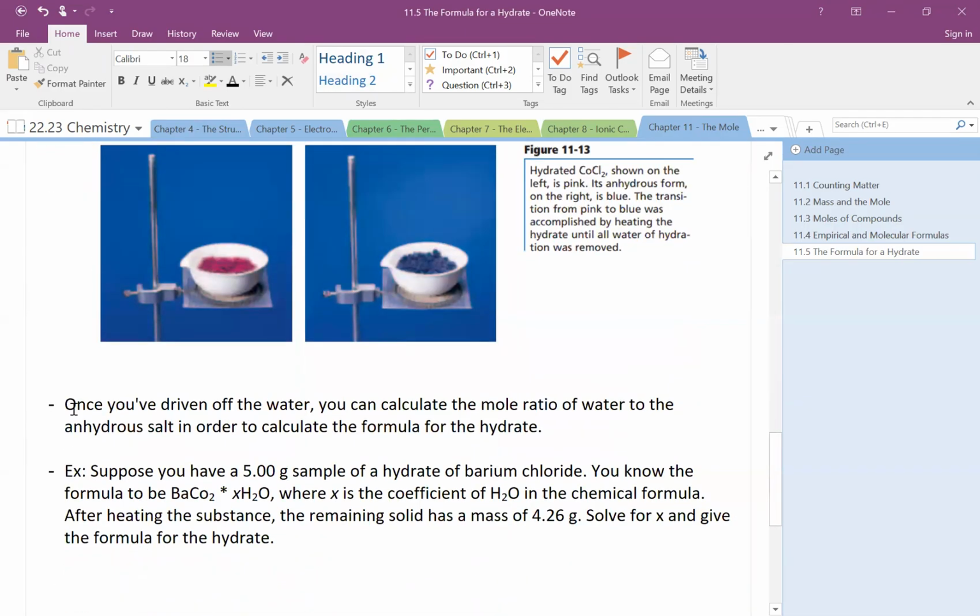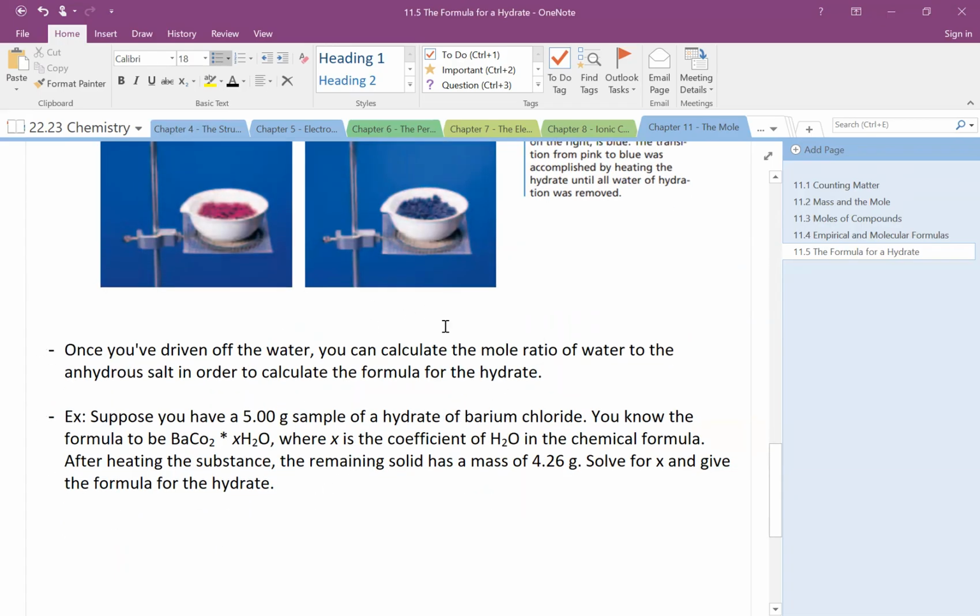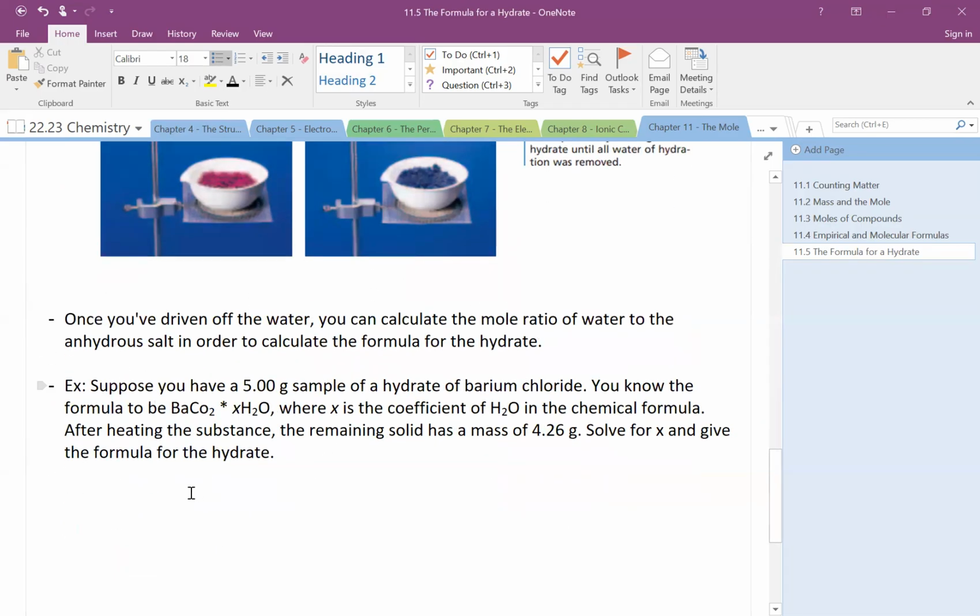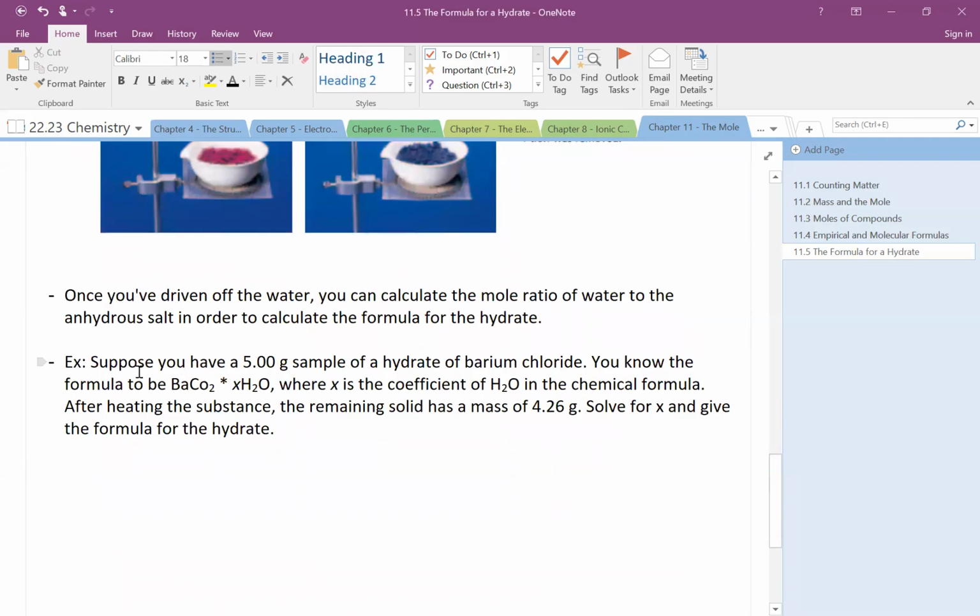Once you've driven off that water, you can calculate the mole ratio of water to the anhydrous salt in order to actually give the formula for your hydrate. I think it's best if we look through an example here, and you can see exactly what I'm talking about. Let's say we've got a 5.00 gram sample of some hydrate of barium chloride. I'm going to highlight some important information here.